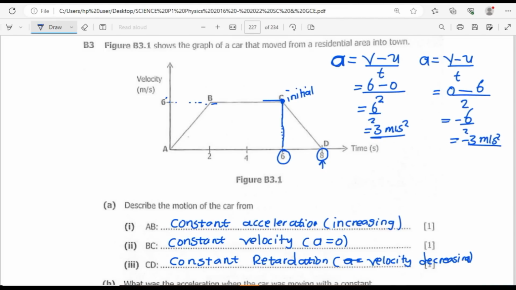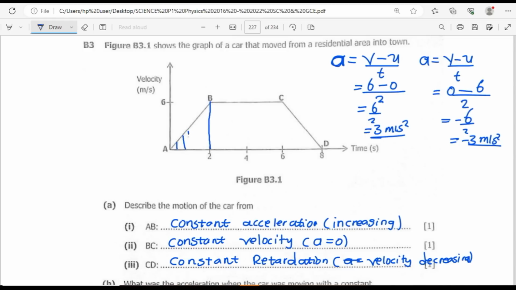So the negative is just indicating that we are dealing with deceleration. An object is coming to rest, or the speed, which is the velocity, is decreasing here. Now what if the question comes like, find the distance between AB? So we can now do this.